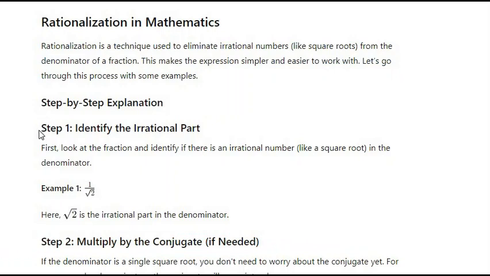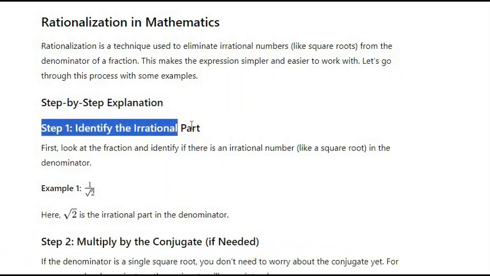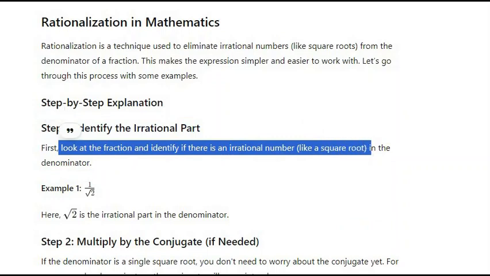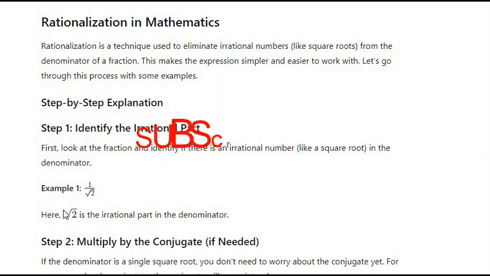Step-by-step explanation. Step 1: Identify the irrational part. First, look at the fraction and identify if there is an irrational number, like a square root, in the denominator. Example 1: the fraction 1 over square root of 2. Here, square root of 2 is the irrational part in the denominator.